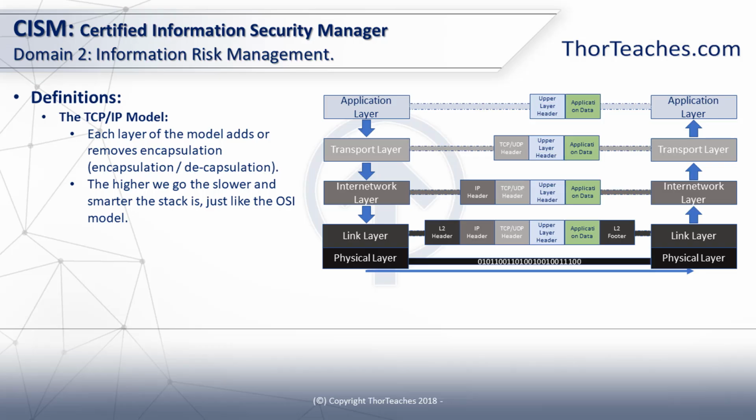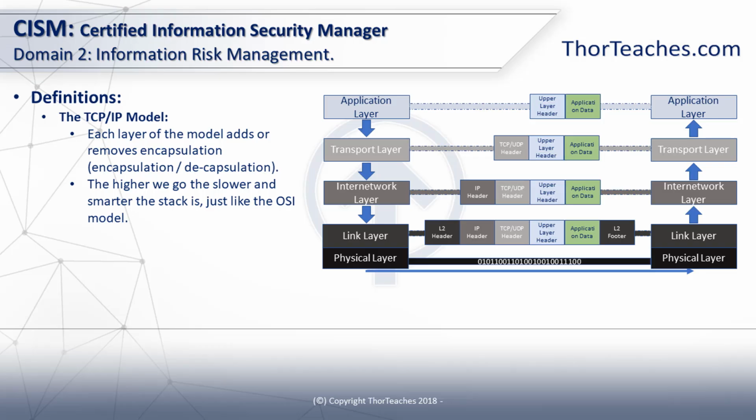Then on the internet network layer, we add the IP header. What's the source and destination IP? Where do we need to go get the data, and where do we need to send it? On the link layer, we add a layer 2 header and footer, and then finally at the physical layer, we send all the actual data, the zeros and the ones, which the server then receives, and the further up the stack we go, the previous layer is removed.